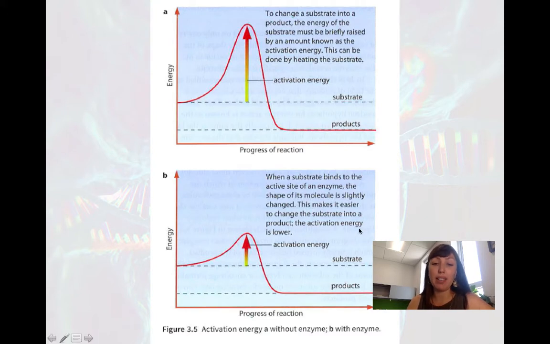When a substrate binds to the active site of an enzyme, the shape of its molecule is slightly changed, and this makes it easier to change the substrate into a product. The activation energy is lowered. So you see here that the activation energy is quite a bit lower using the enzyme. So then you don't have to heat up. The temperature doesn't have to be increased for the reaction to occur.